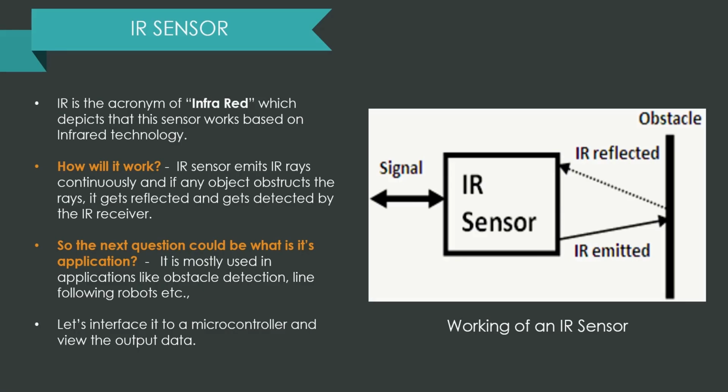So, what can be the application that we can build using this IR sensor? It is used mostly in obstacle detection, line following robots, etc. Let us now interface this IR sensor with a microcontroller.